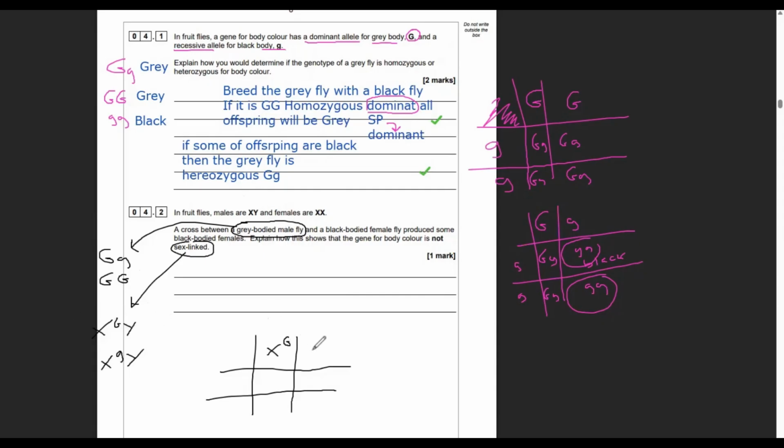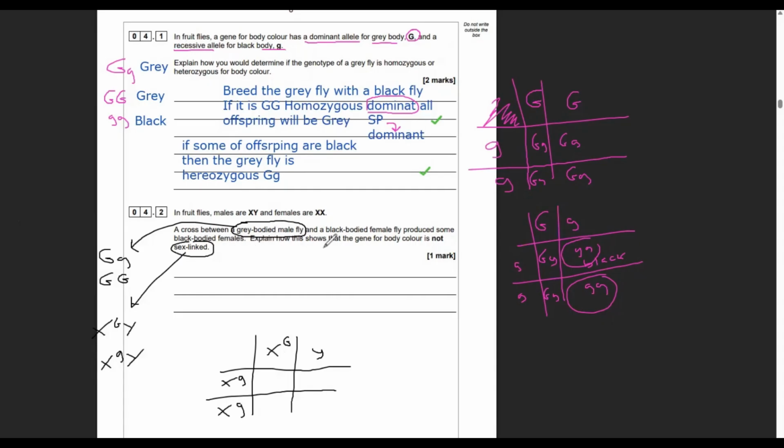If it was sex linked, then the male grey-bodied fly wouldn't have the gene on the Y chromosome. It can only be carried on the X. So he would be X^G and then Y with nothing. And the female is black, so she's X^g X^g, because we know the black color is recessive.